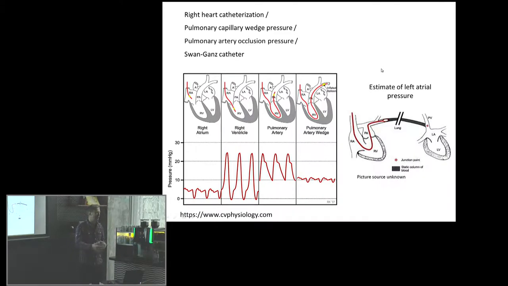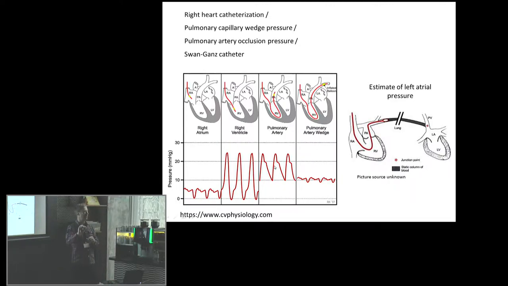Right heart catheterization is going on the right side. So this doesn't have the same risk. The risk is very limited. It's done in many more patients. You go through a vein with a fluid-filled catheter into the right atrium and you record the pressure in the right atrium. You continue inserting it into the right ventricle, recording the right ventricle pressure waveform, and then you continue out through the pulmonary artery valve, and into the pulmonary artery to measure the pressure there.